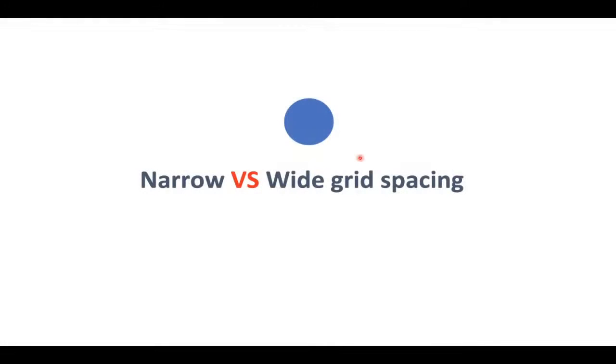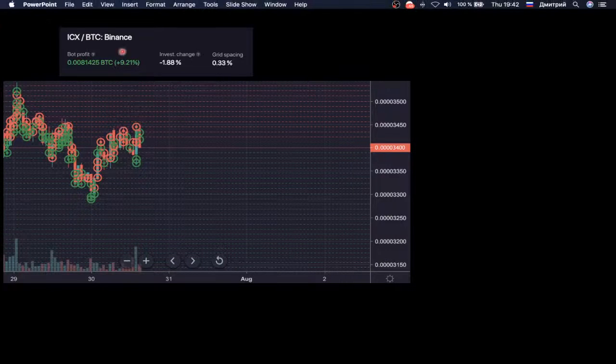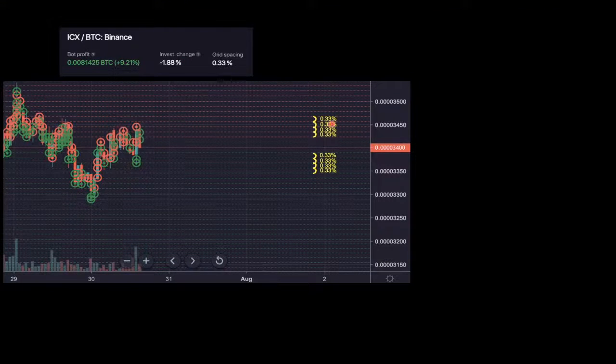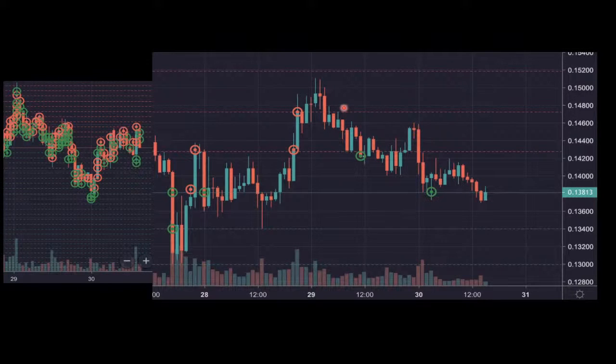And now comes the topic frequently discussed. It's how to define what is the optimal grid configuration, narrow or wide. So here's the example. First of all, the narrow setup looks like this. In this case, that's ICX trading to BTC. You see the spacing is 0.33%, whereas this is what I call a wide setup, where you have, in this case, a grid spacing of 3.12%. So now you see what makes the narrow setup and the wide setup different.